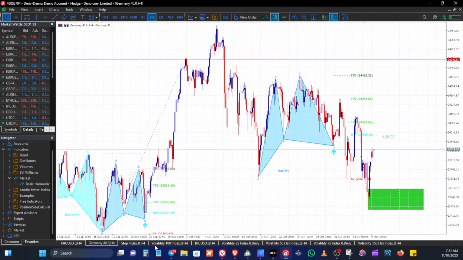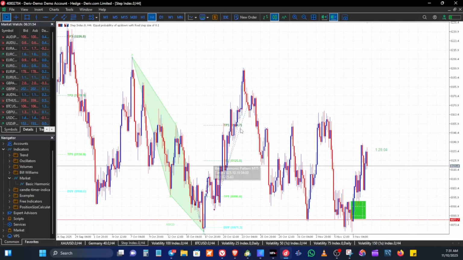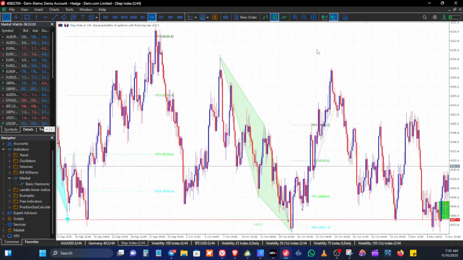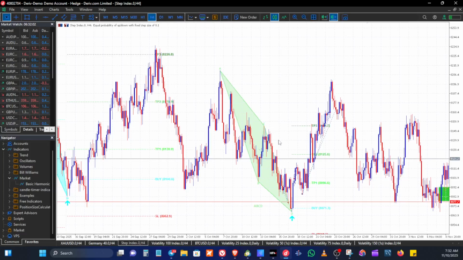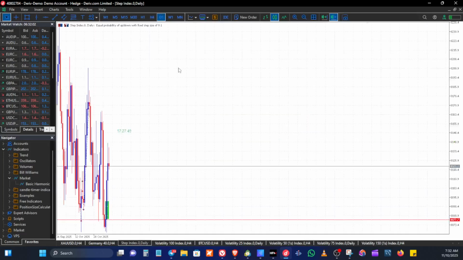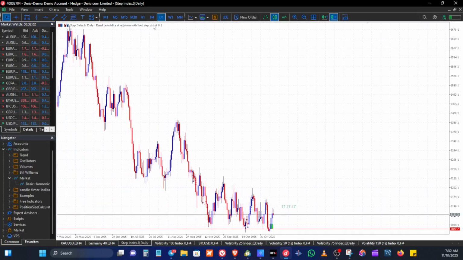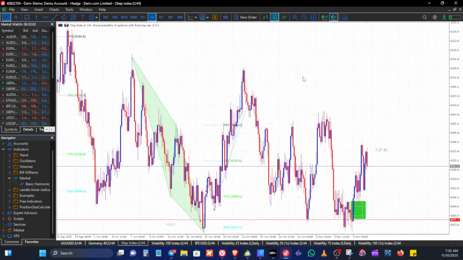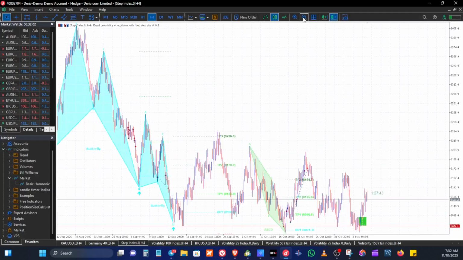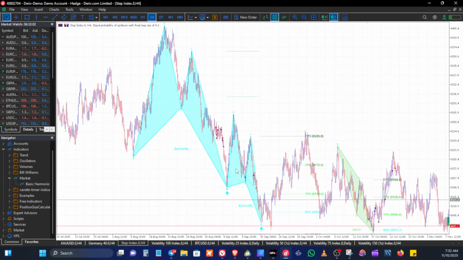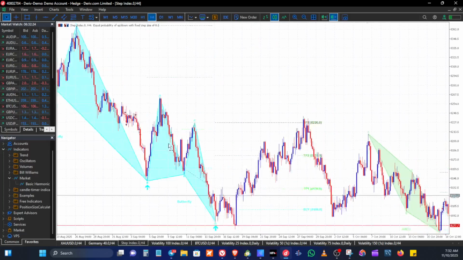For Step Index, there is nothing we can do here. We were able to achieve full target on this setup, which I shared with members of the community, and I also posted it on Twitter for this Step Index trade that happened in the month of October. On the daily time frame, we don't have anything, and on the 4-hour time frame there is nothing at the moment. You can see that in the past we also had massively profitable opportunities using the indicator.